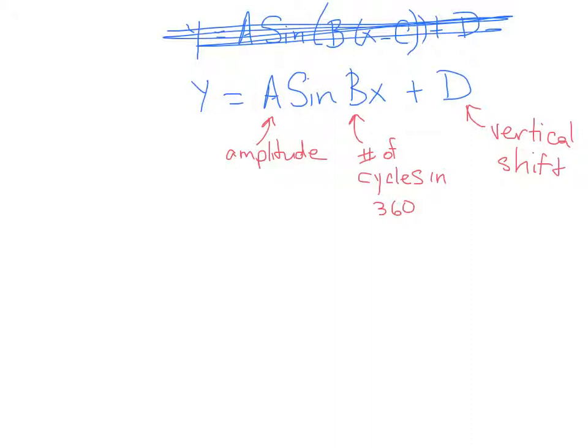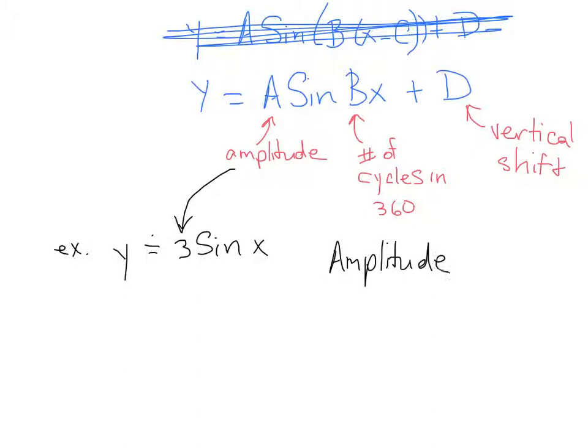For now, let's just look at the amplitude. If we change it, what happens? Looking at an equation, for example, y equals 3 sine x, all that I've changed here is the a, the amplitude. What you have to know about amplitude is that amplitude is half the height. So let's just say height over 2.